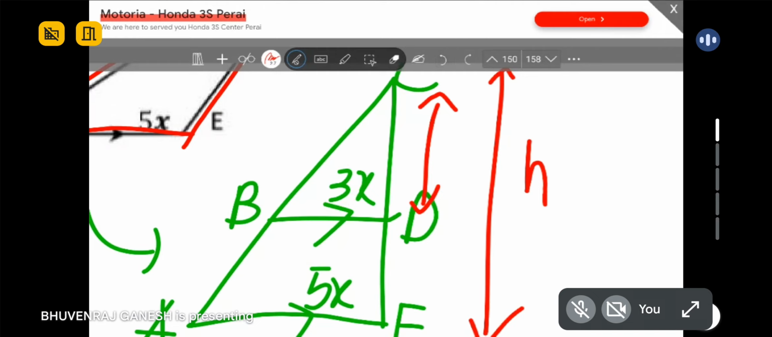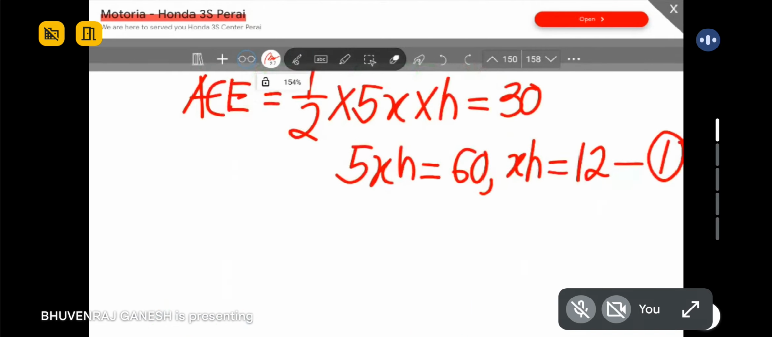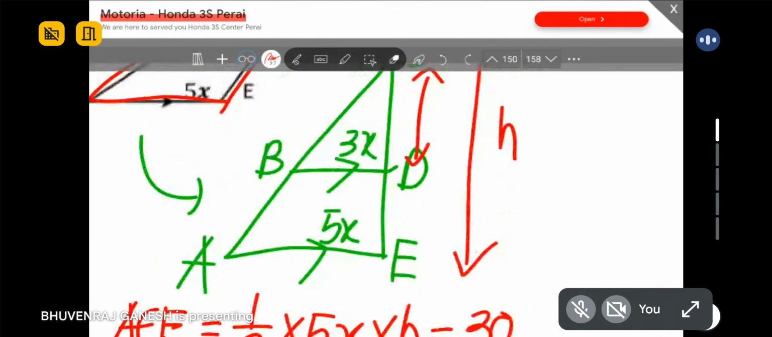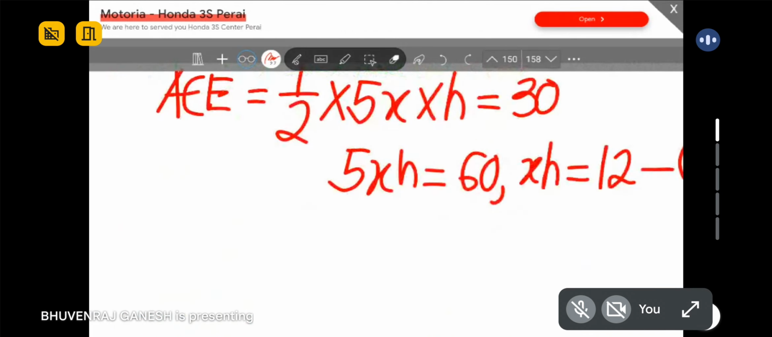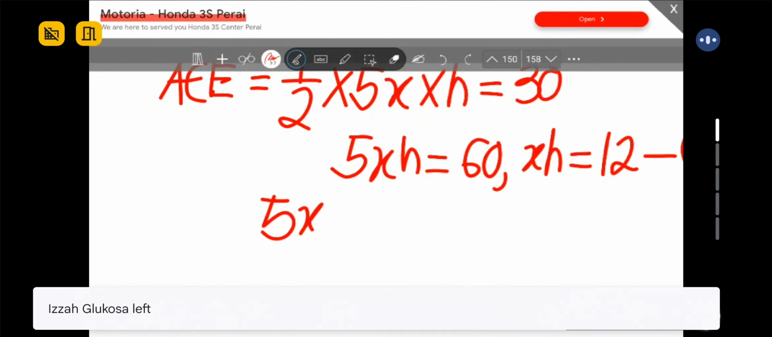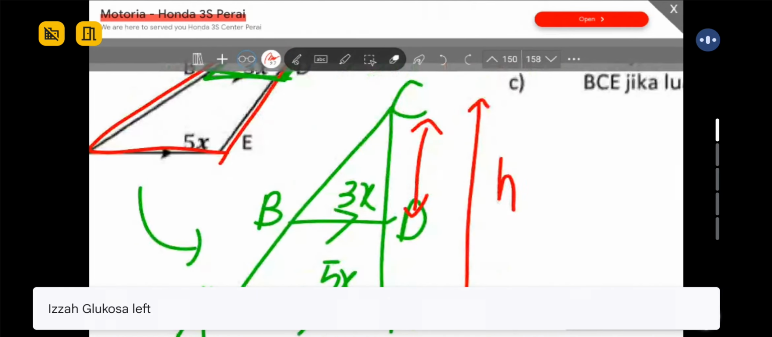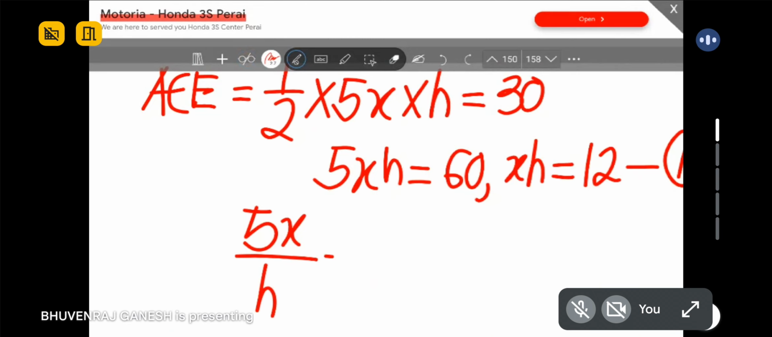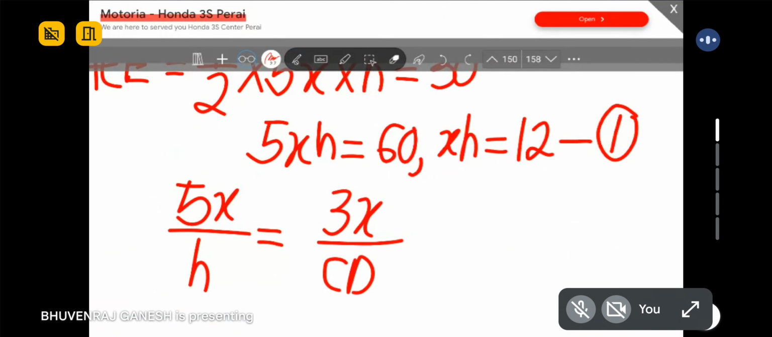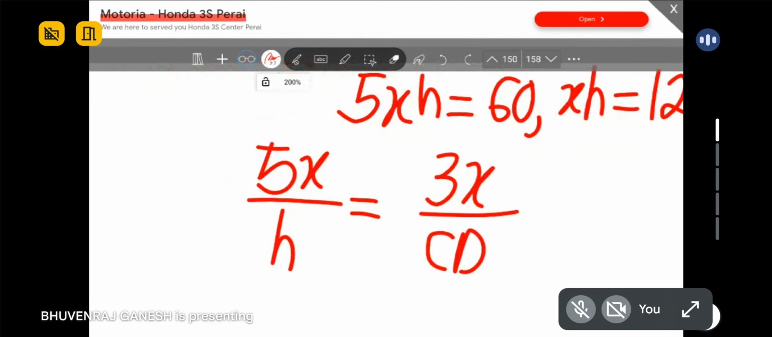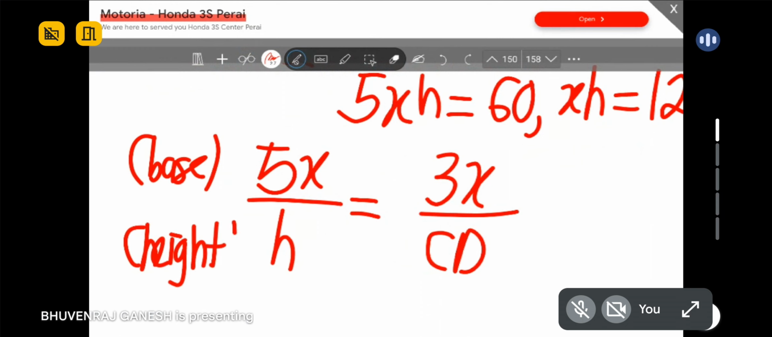Okay, the real concept behind it is actually like this. You just compare the base and the height. Bandingkan tapak dan tinggi. So if you compare the base first, 5x over h is equal to 3x over CD. Agree with this equation, guys? This is the concept of similar triangle. This is the base. This is the height. Tapak dan tinggi. Dapat tak, guys?